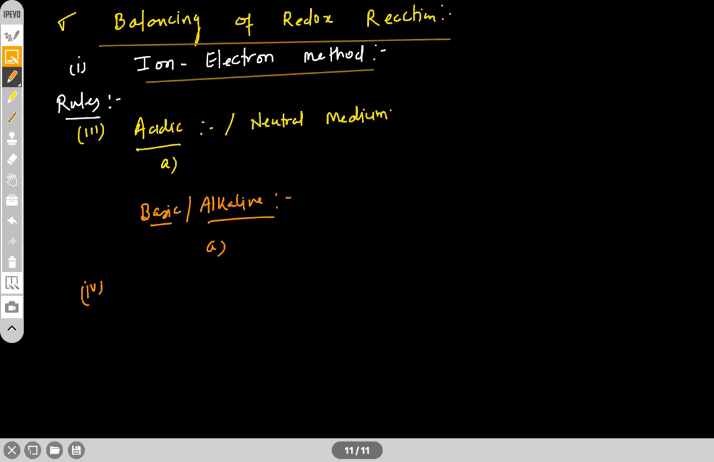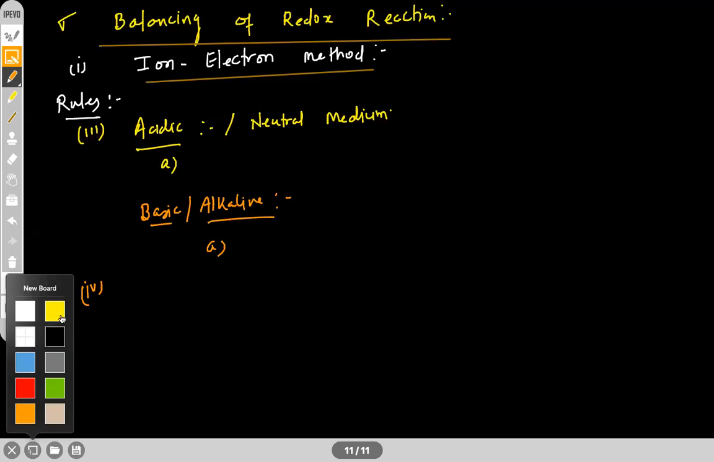Correct. So this is the theory, okay, the rules and all. But you will understand this once you practice some questions, okay? So with practice, you will memorize this also. You don't have to memorize it separately. Let us take one example and discuss the balancing of redox reaction by ion electron method.